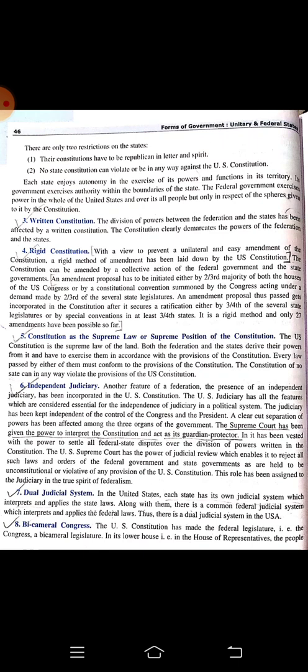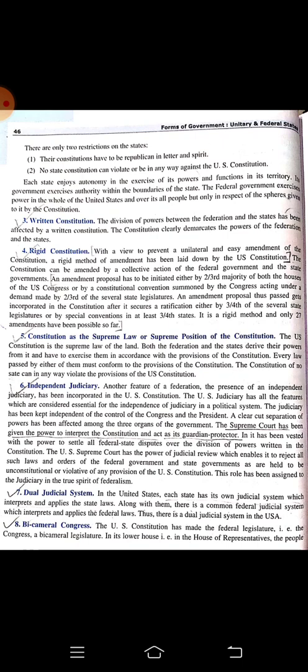And next they are saying that there is a dual judicial system. Dual judicial system means a Supreme Court will be there in the center, and then the district courts or the state courts will be there. Two systems, a dual judicial system they have.